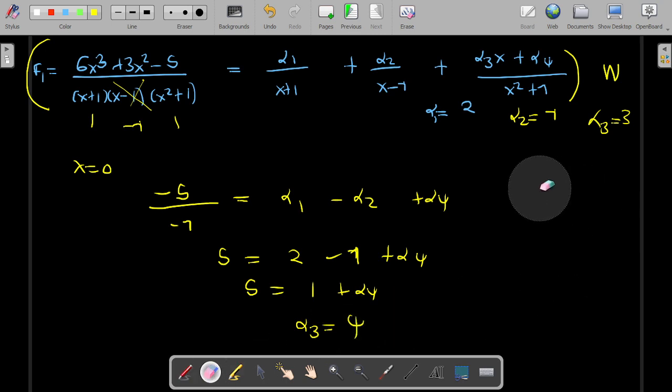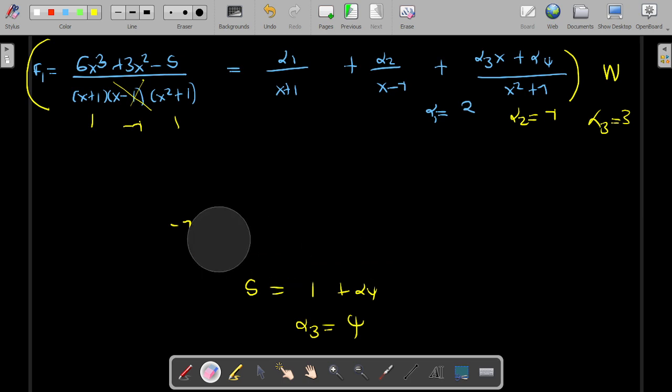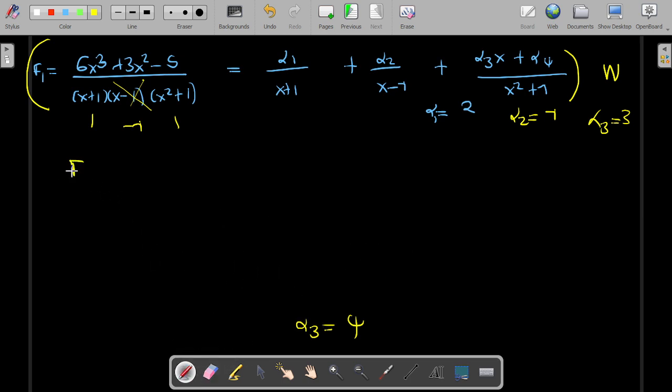Now here we found all our values, and so we're going to rewrite our f1. Now we have this decomposition, right? So here, having in mind this decomposition, f1 is going to be equal to 6x to the power 3 divided by x plus 1 and x minus 1, like so. And then here it is x squared plus 1, like so.